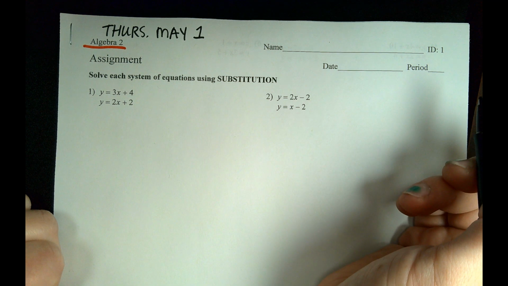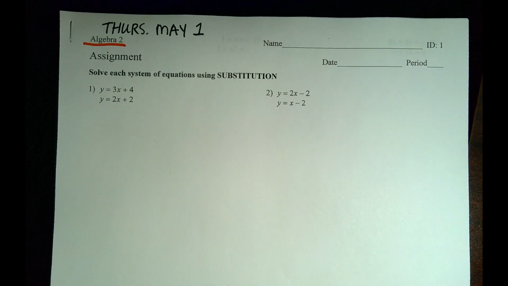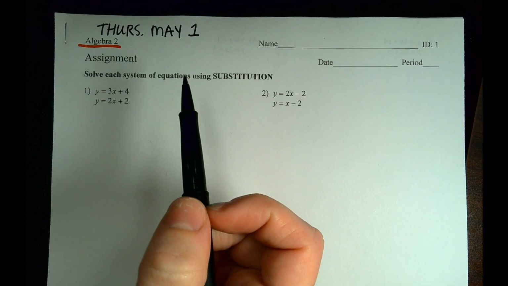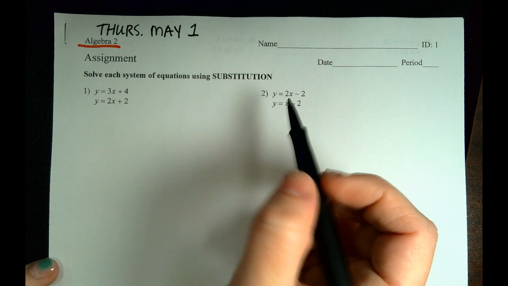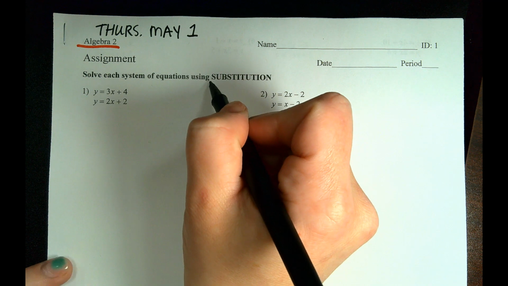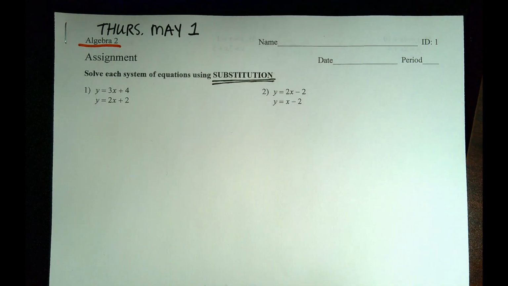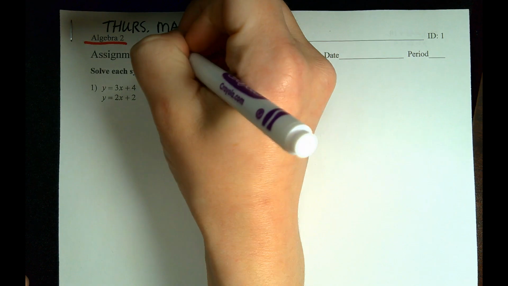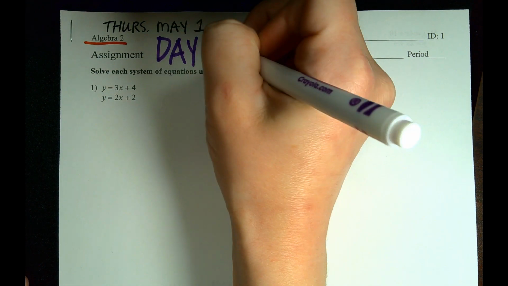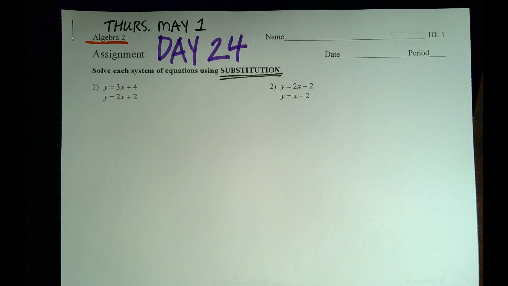Today, the plan is just to go over what we've been learning this week, kind of a bit of a review. I also would like to introduce the last method of solving systems of equations that we kind of hinted at yesterday, which is elimination. But before we do that, we're going to review substitution today. So it is day 24. Write that up here too. Day 24.